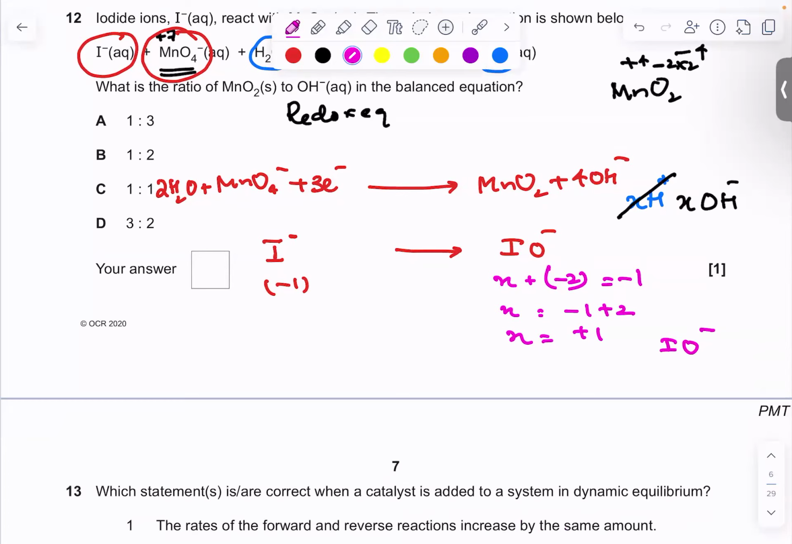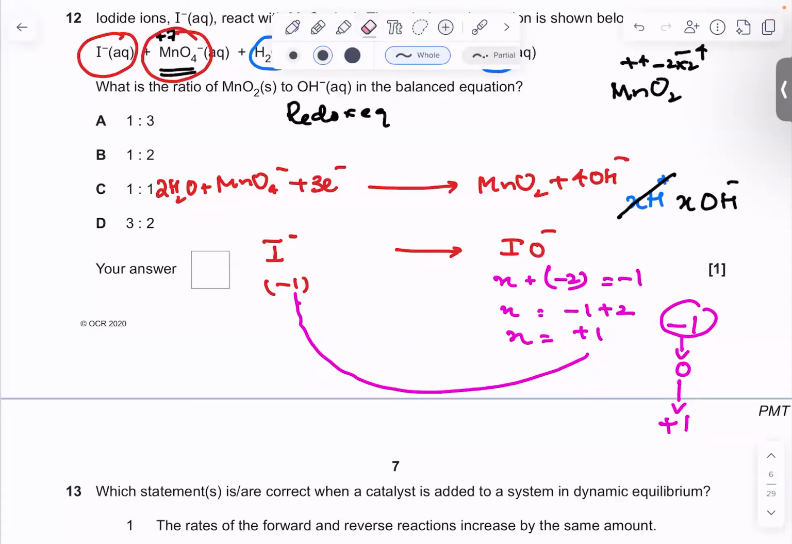So, okay, fine. We need to go from minus 1 to plus 1. So that is minus 1 to 0 and then plus 1. So how many electrons need to be added? Plus 2. Are you getting my point? On the right-hand side, yes. Are you getting it, Maya? Yeah. Good. So let me rub this out.